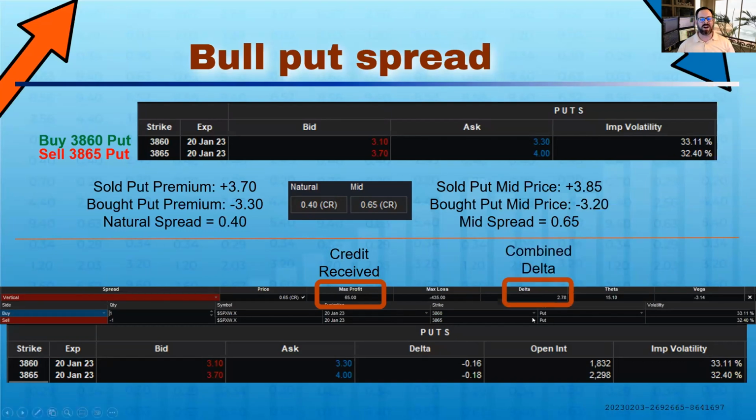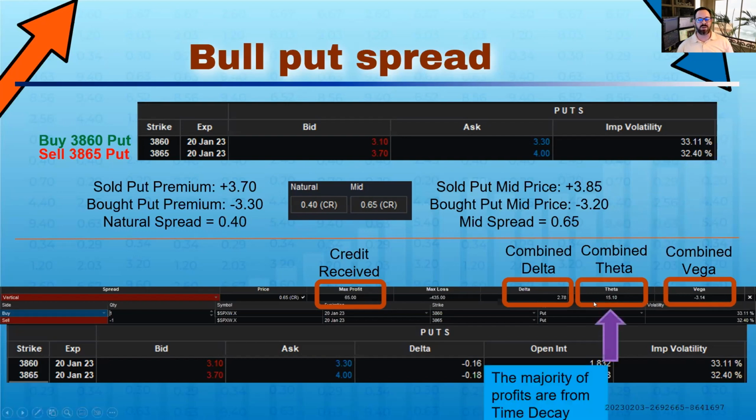You'll notice the combined delta is now 2.78. The combined theta is 15.10, and the combined vega is 3.14. So the highest number and the biggest profit is going to be coming from time decay, right? $15.10 from time decay every day versus if delta changes, a $1 move in the security is only $2.78, and a 1% move in volatility only affects it by $3.14.